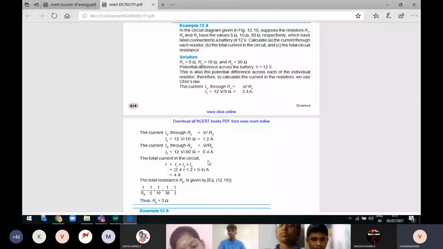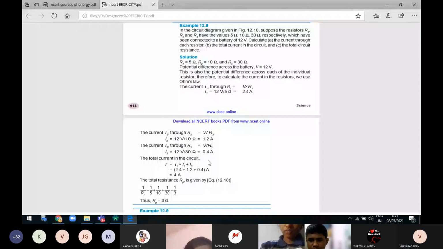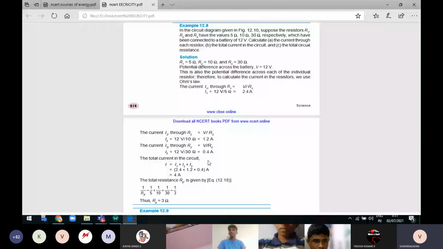Then the second question, the total current in the circuit. Total current in the circuit means you add the I1 plus I2 plus I3, which we have already found. So I1 plus I2 plus I3 gives the total current in the circuit: 2.4 plus 1.2 plus 0.4 is 4 amps. Because it is parallel, the current is partially given to all three resistors. So the total current is equal to 4 amps.